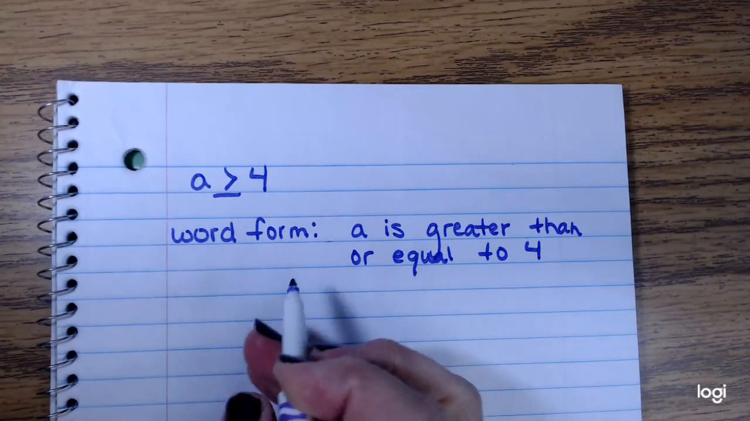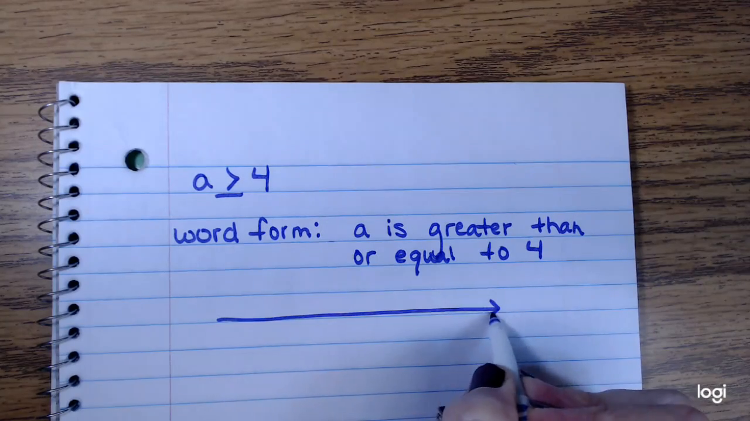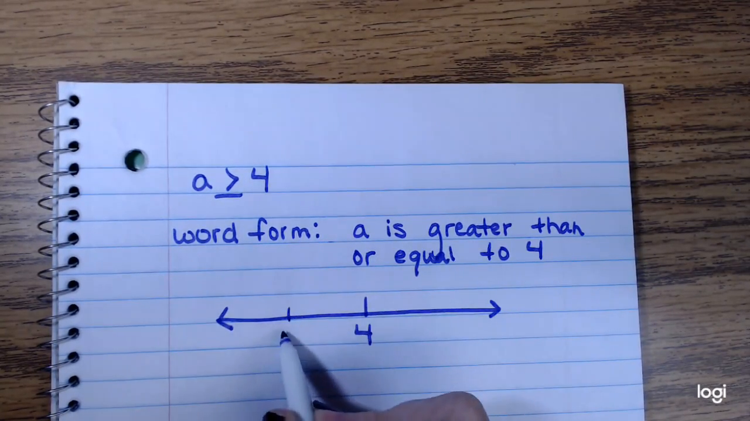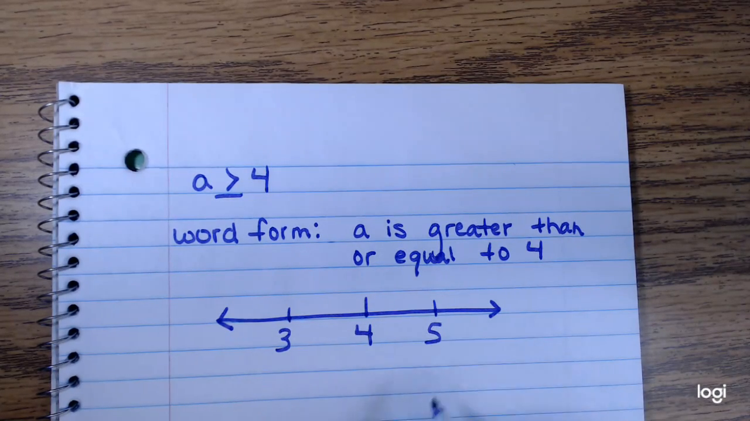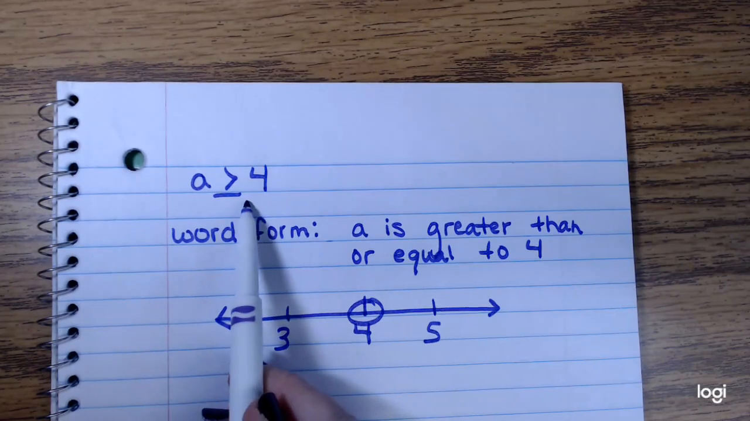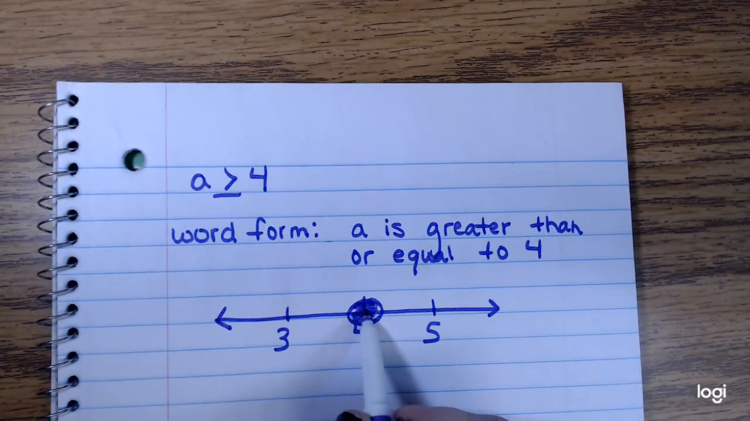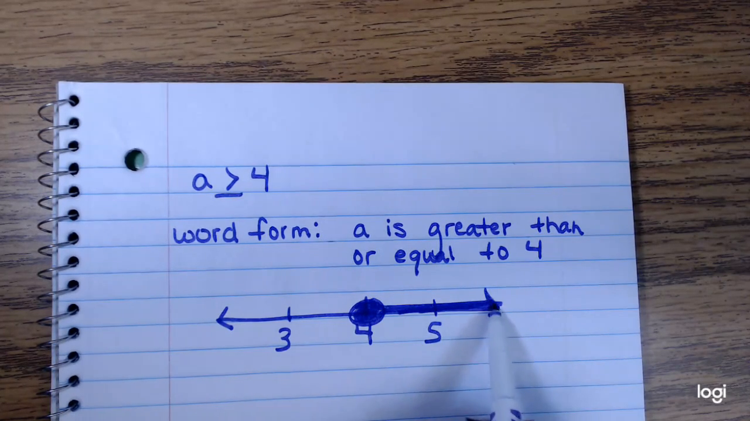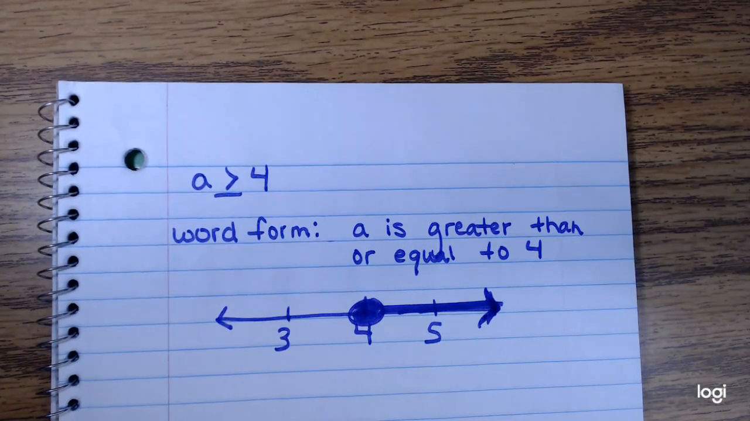If I would make a number line, let's put our 4 on here, and I'll just put 3 numbers like this. I find the number 4. It's equal to, so I get to color it in. It says it's greater than, so I color this direction. Very nice.